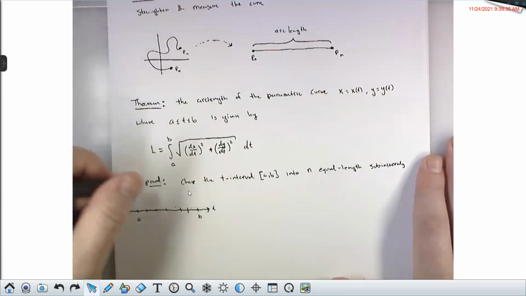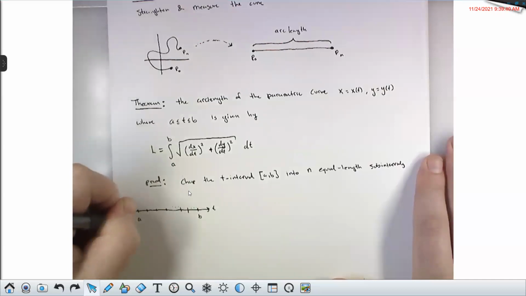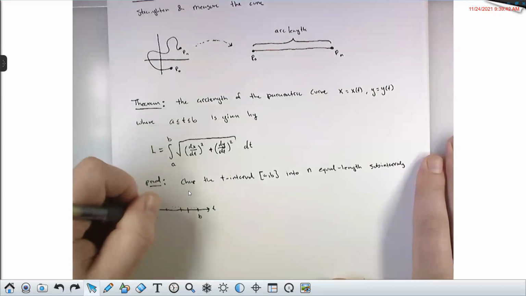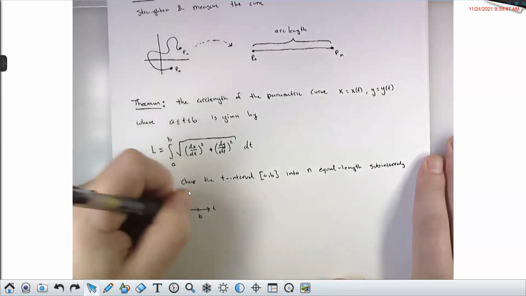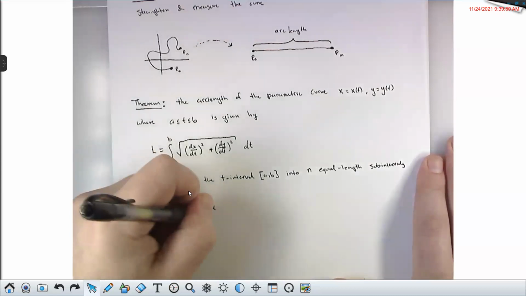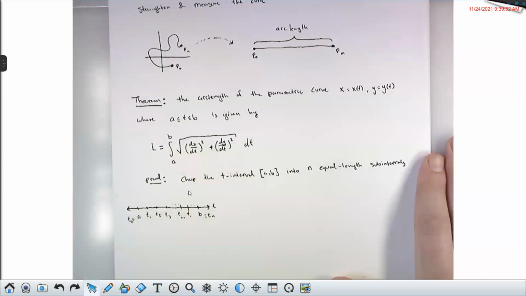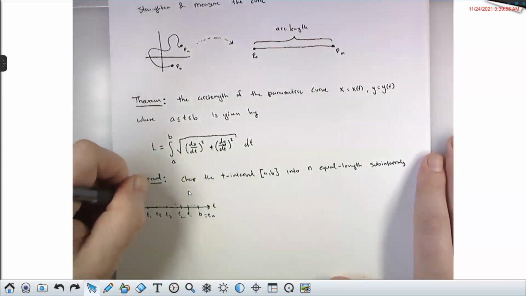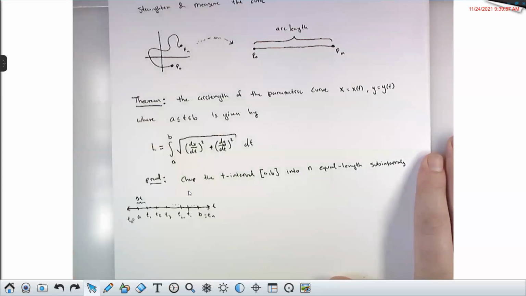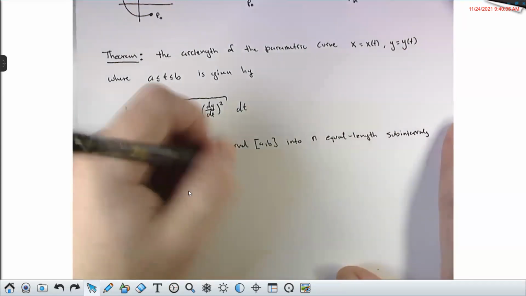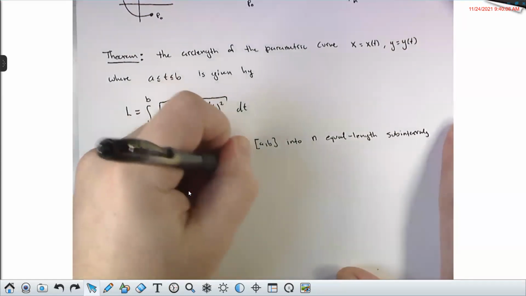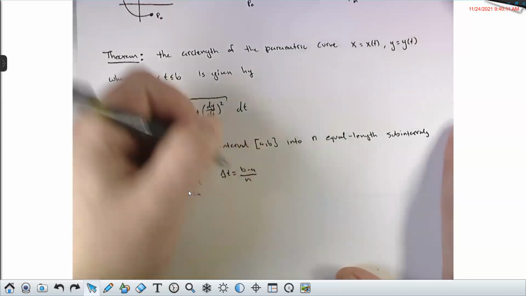Each one having width delta t. So A I call T0, then this would be like T1, T2, T3, I'll call this Ti minus 1, call this Ti, and B we call Tn. And each one of these little time intervals has width delta t. Delta t would be b minus a over n.